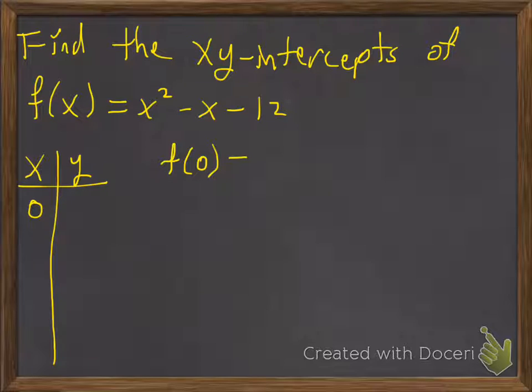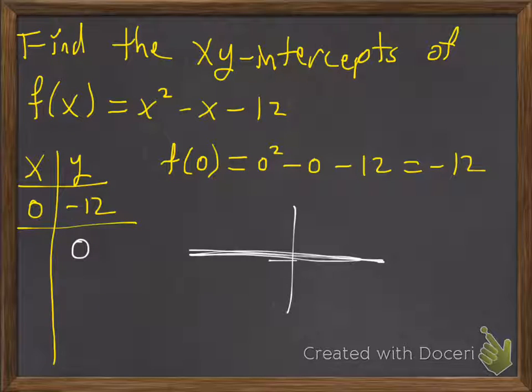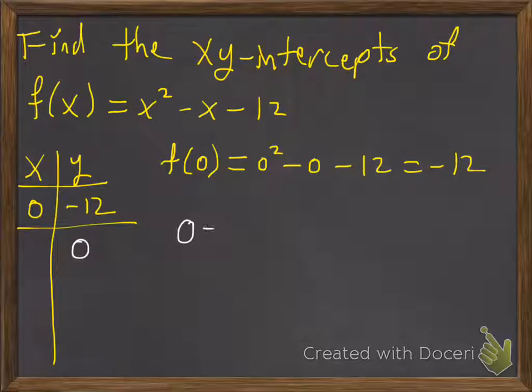So f of 0 is going to be negative 12. That's our y-intercept. If we want to find the x-intercepts, that means we're on the x-axis, so y is equal to 0. We can have multiple x-intercepts in this case. This is quadratic, so quadratics will have at most 2 x-intercepts. So we're going to plug in 0 for y.